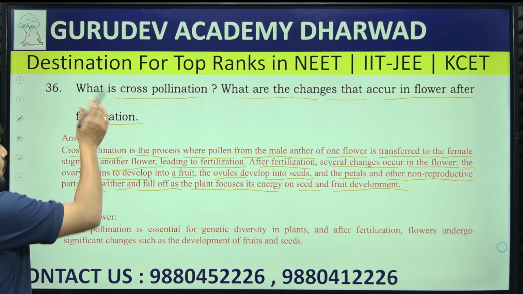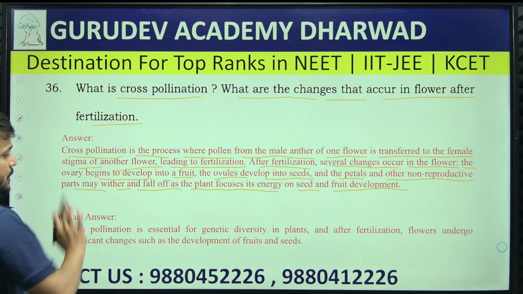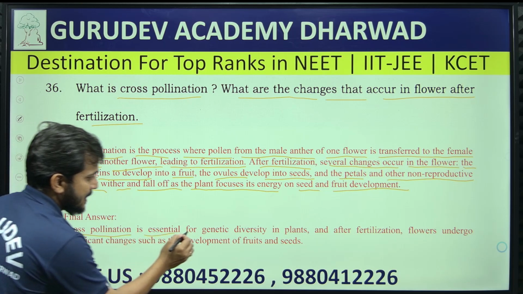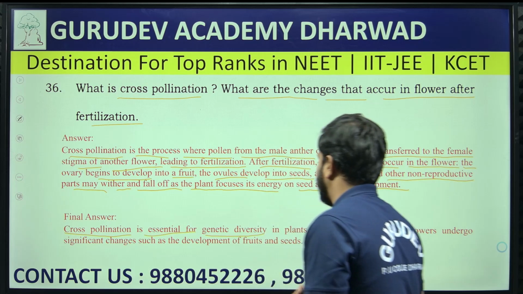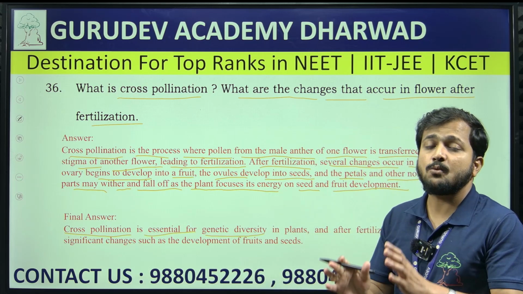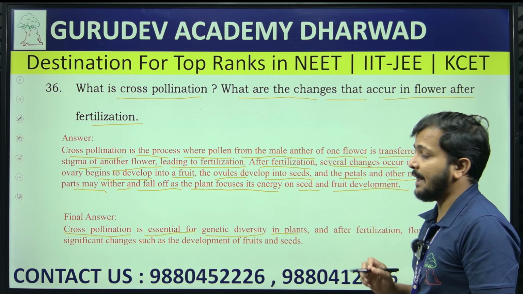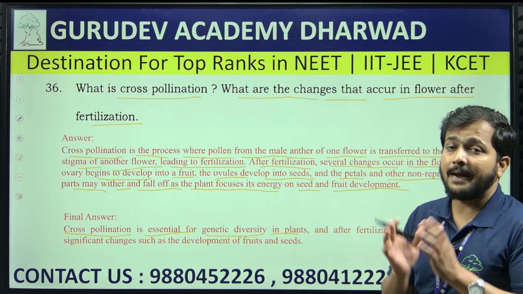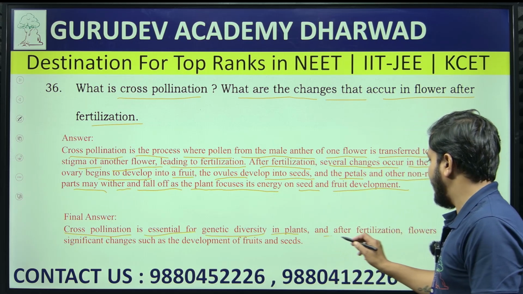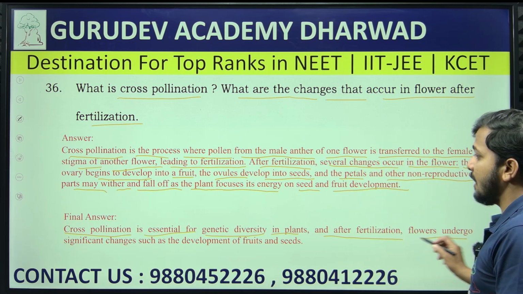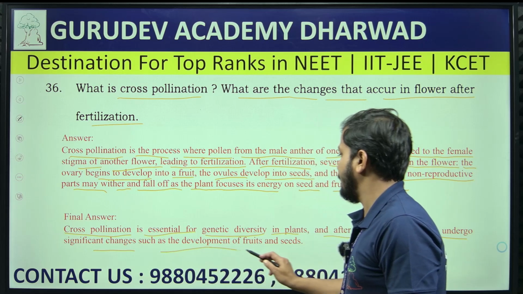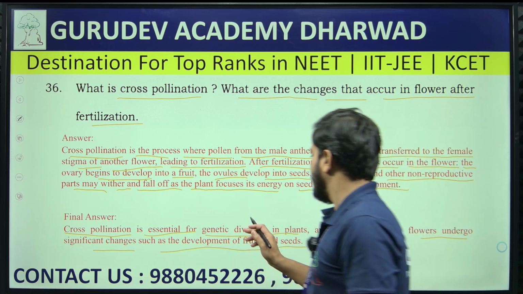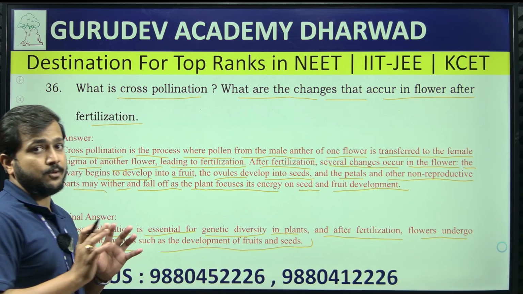Now, what exactly are they asking with respect to this question? Cross pollination is essential for genetic diversity. Genetic variation is important in plants so that different characters can be combined and the plant species can be maintained. And after fertilization, the flower undergoes significant changes such as the development of fruits and seeds, right? So cross pollination is necessary for the genetic variation of the plant.